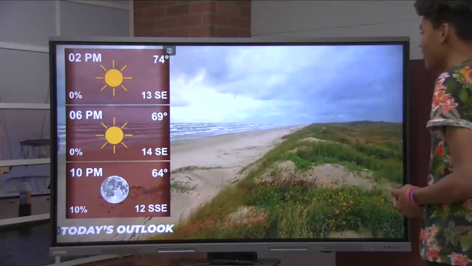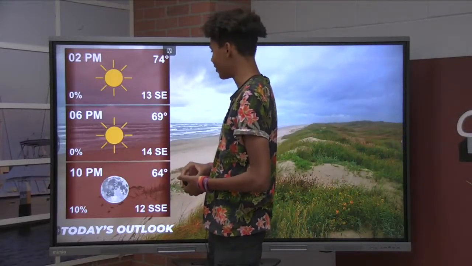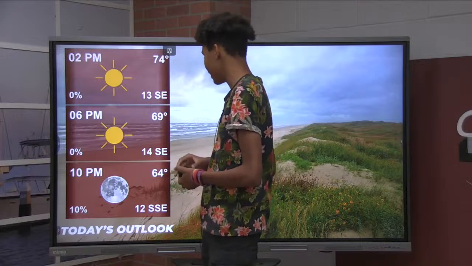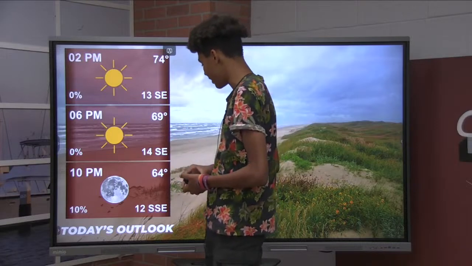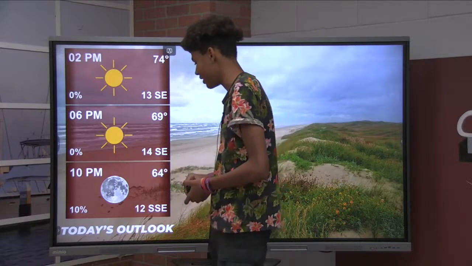Looking at our 2 through 10 for today, 74 degrees at 2 p.m. with clear skies and 13 southeast winds. At 6 p.m., 69 degrees, winds dying down at 14 southeast, and at 10 p.m. dying down to 64 degrees with 12 south-southeast winds.